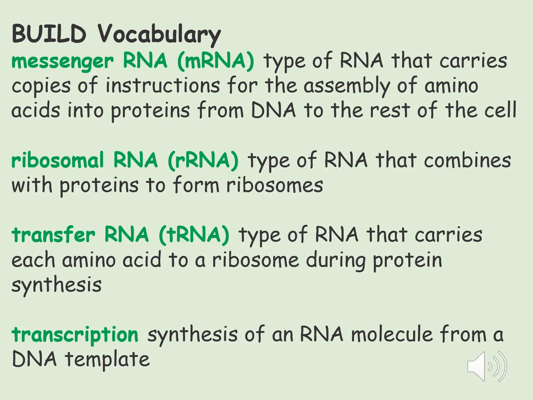Some important vocabulary for this section. Messenger RNA is a type of RNA that carries copies of instructions for the assembly of amino acids into proteins from DNA to the rest of the cell. Ribosomal RNA is a type of RNA that combines with proteins to form ribosomes. Transfer RNA is a type of RNA that carries each amino acid to a ribosome during protein synthesis. Transcription is the synthesis of an RNA molecule from a DNA template.